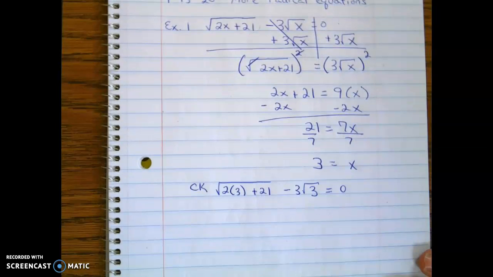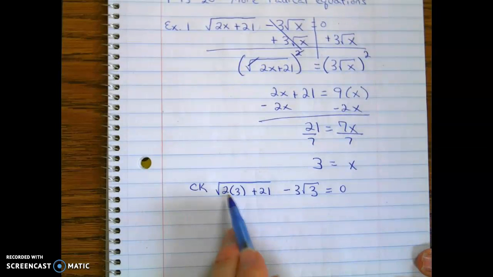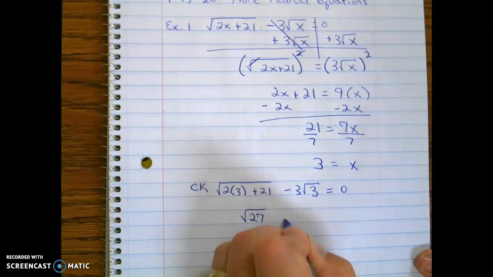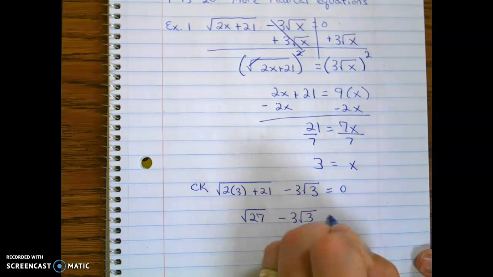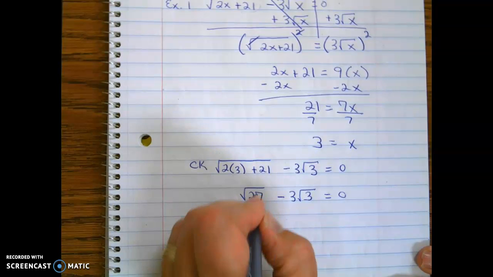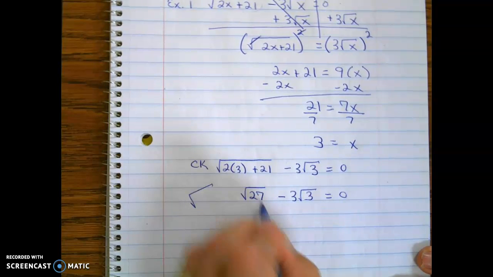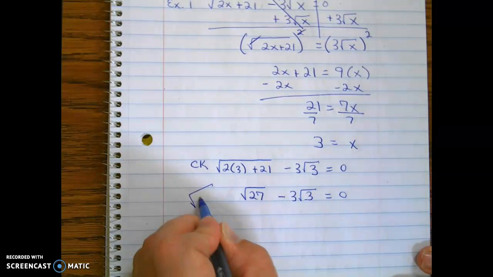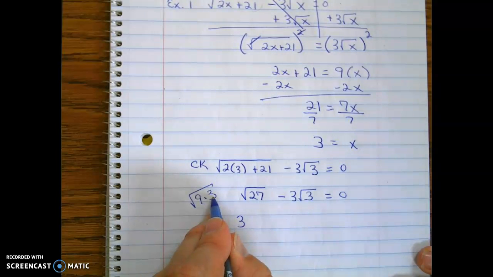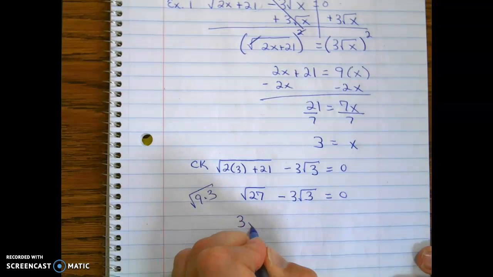Okay, and now we're going to start simplifying this. So 2 times 3 is 6. 6 plus 21 is 27. Okay, and to do this subtraction without a calculator, you're going to want to simplify this. So the square root of 27, remember, look for perfect square factors. So we're going to use 9 times 3. The square root of 9 is 3. And you can't take the square root of 3 without getting a decimal, so we're going to leave that as the square root of 3.